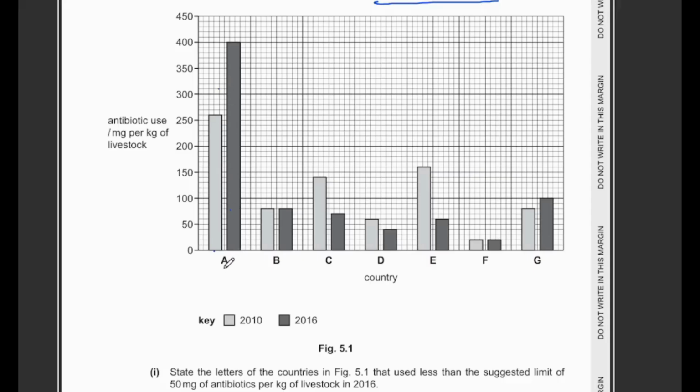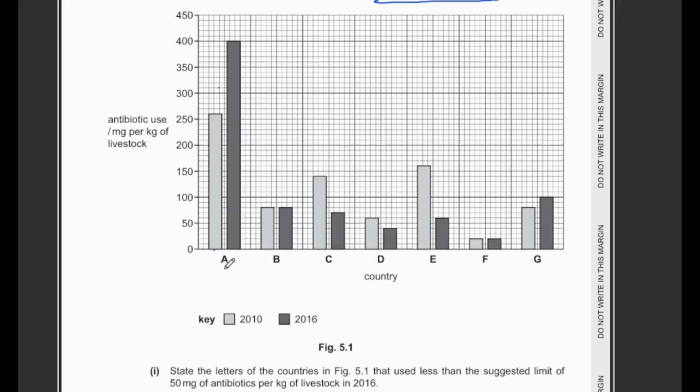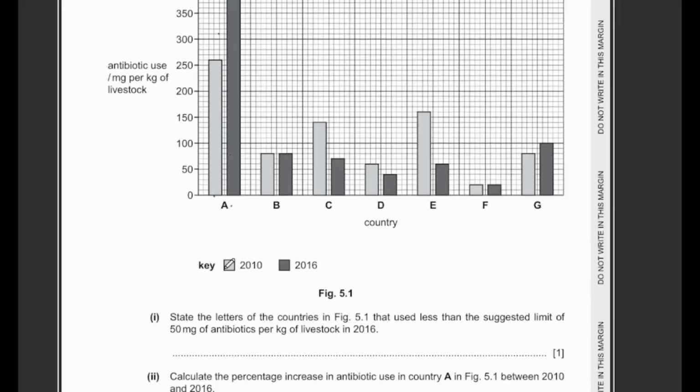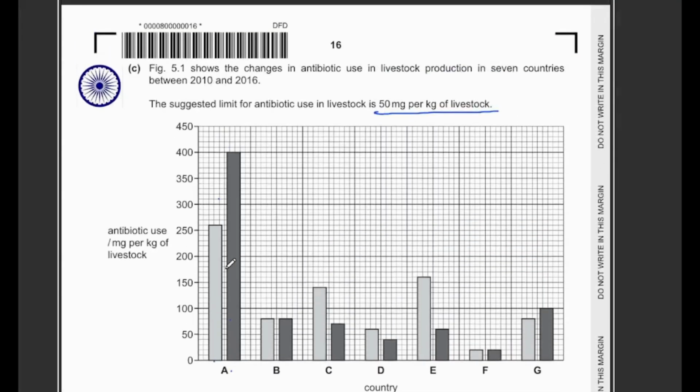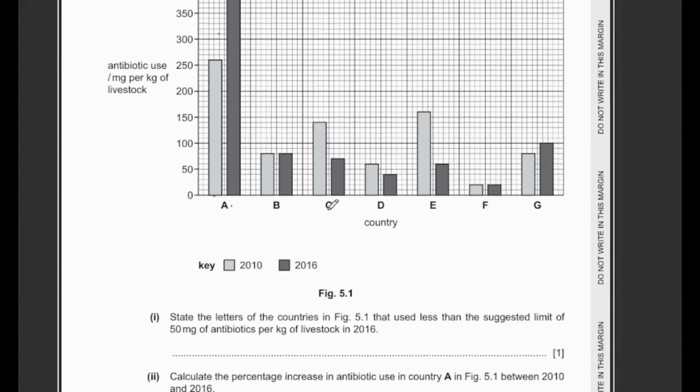Now state the letter of the country in figure 5.1 that used less than the suggested limit. The limit is 50, so which one has used less than 50? Which country has used less than 50 in 2016? That means the dark bar for 2016 is D. One is D, and the second one is F. That is correct.